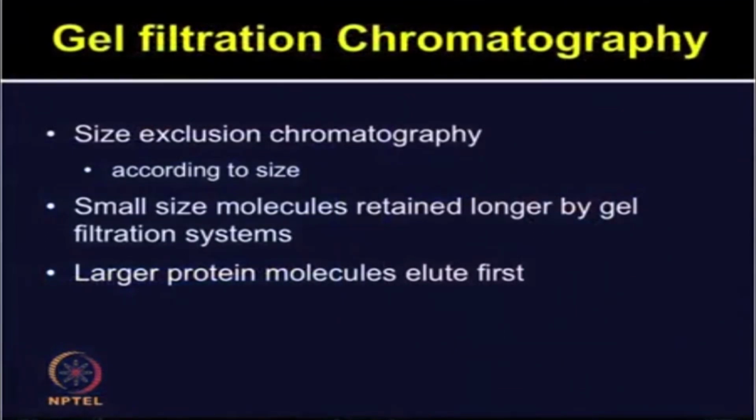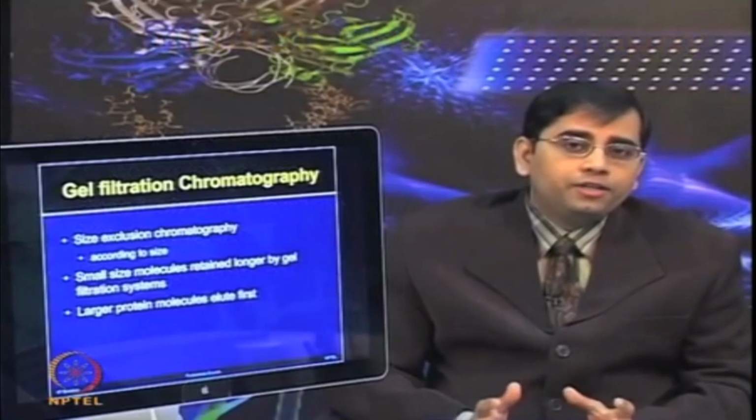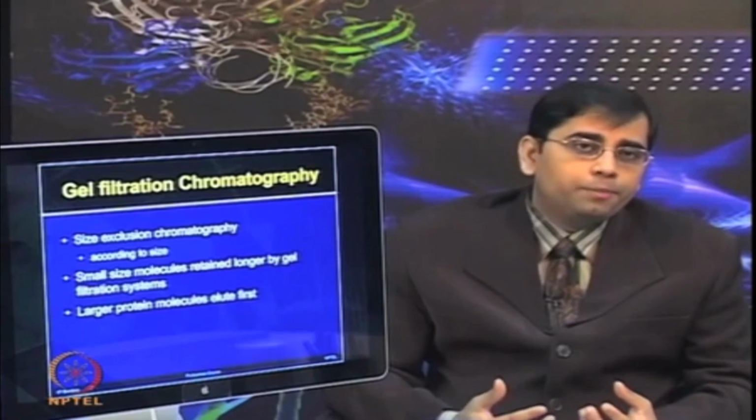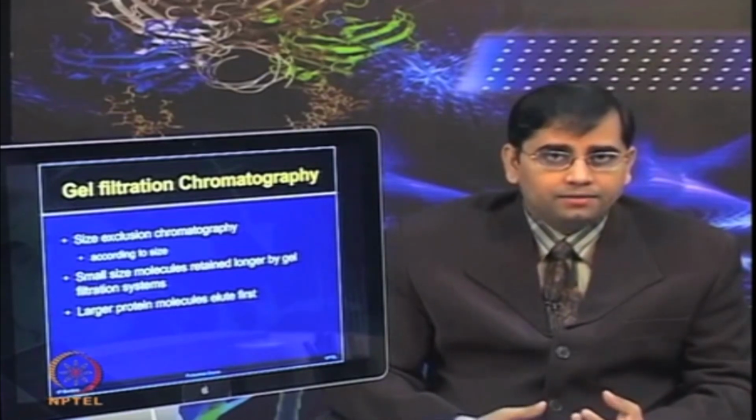Gel filtration chromatography is also known as size exclusion chromatography. It means the molecules are separated according to the given size. Small molecules, such as salt, will be retained longer by the gel filtration system, and larger molecules such as proteins will elute first, because they cannot enter inside the porous beads, and so proteins can be separated based on size.